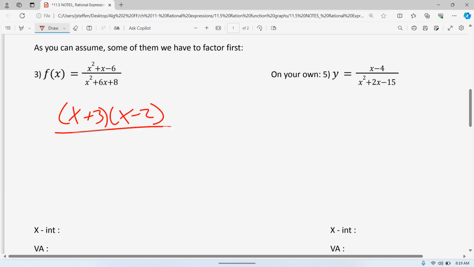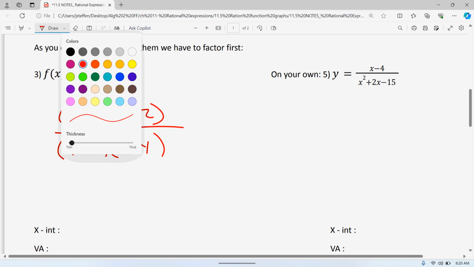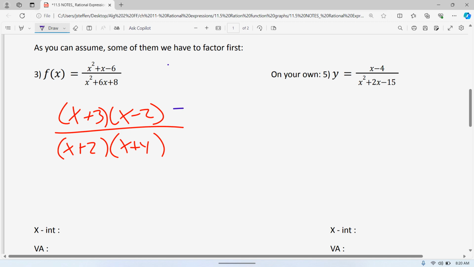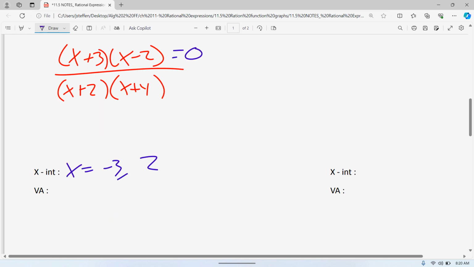Again, I encourage you to double check your work. It's -2 by 1. Factors of 8 that add up to 6 are +2 and +4. Nothing cancels. We'll talk about that in a second. So 0 is your x-intercepts. So that is x is equal to -3 and +2. That's your x-intercepts. And the asymptote is x is equal to, we'll make your denominator 0, -2 and -4.